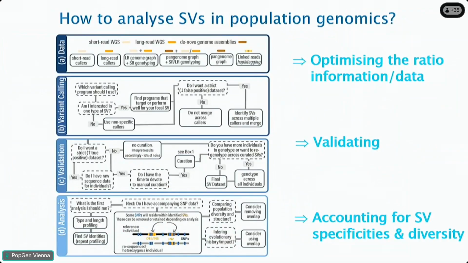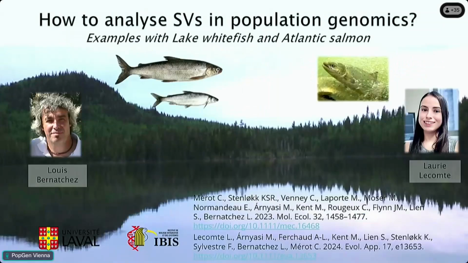Validation is needed. There are lots of false positives. And then for the statistics in population genetics, it's important to account for SV specificity or diversity. So a very practical example with the lake whitefish and Atlantic salmon.